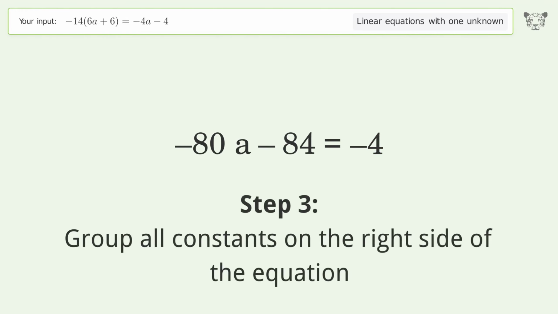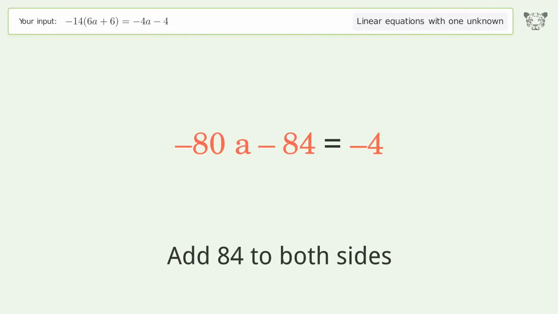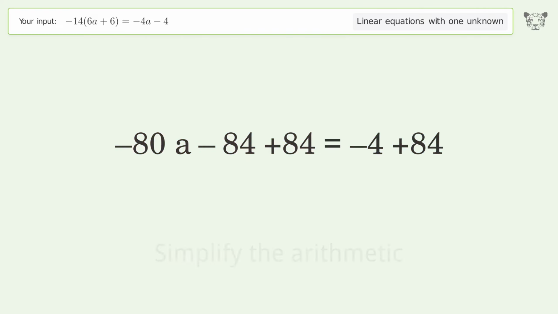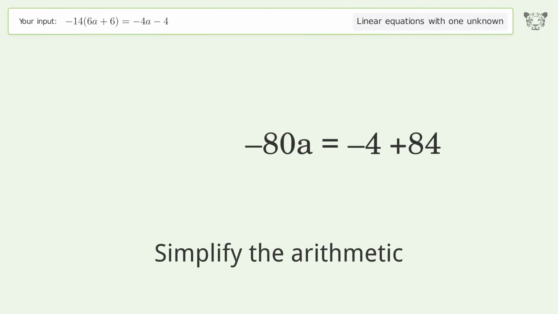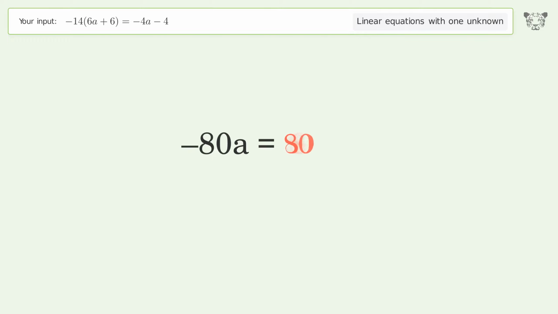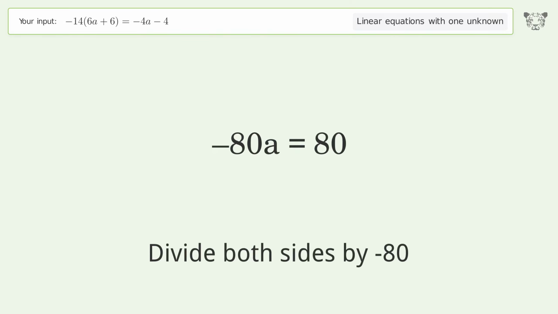Group all constants on the right side of the equation. Add 84 to both sides. Simplify the arithmetic. Isolate the a. Divide both sides by -80.